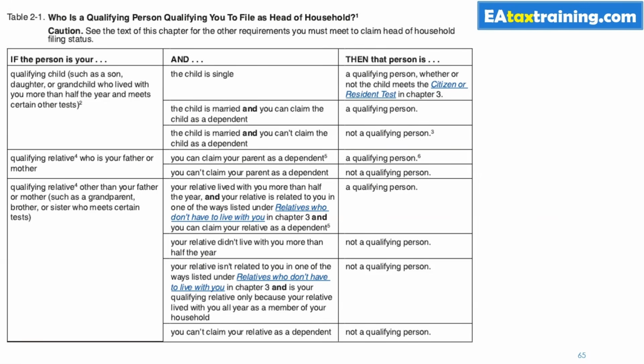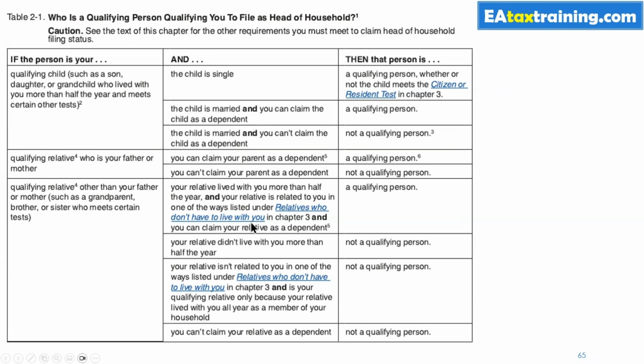And then last is a qualifying relative. In order to be a qualifying relative, they have to have lived with you for more than half the year. But of course, that's the rule anyway. Any qualifying person had to live with you for more than half the year. And they had to have been related to you in a special way, a way that is on this list.